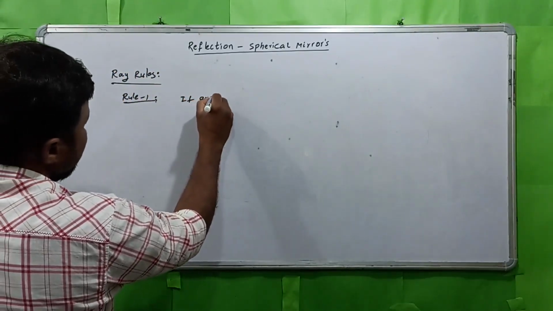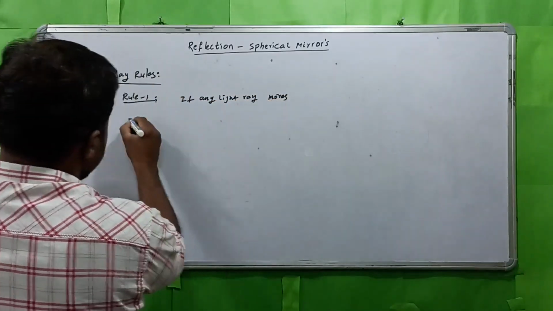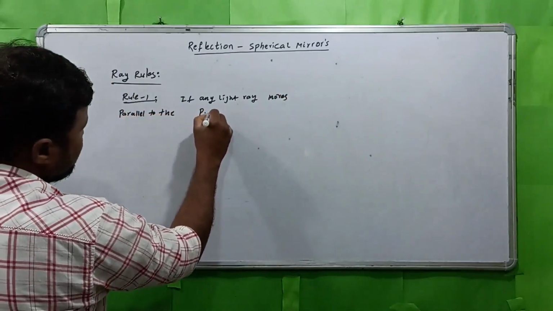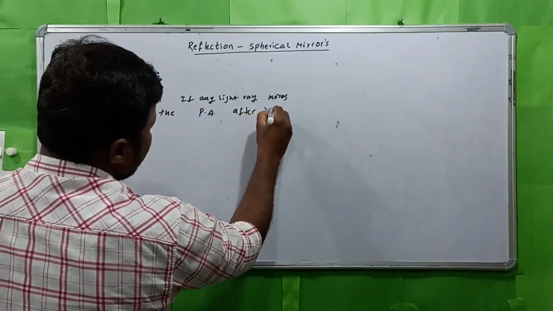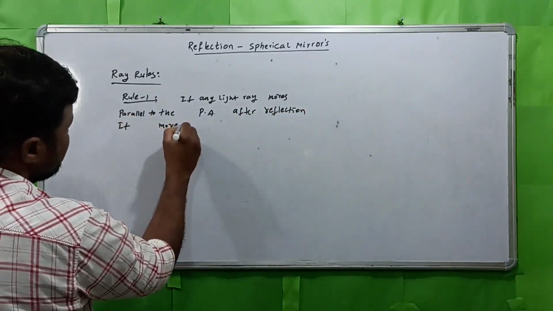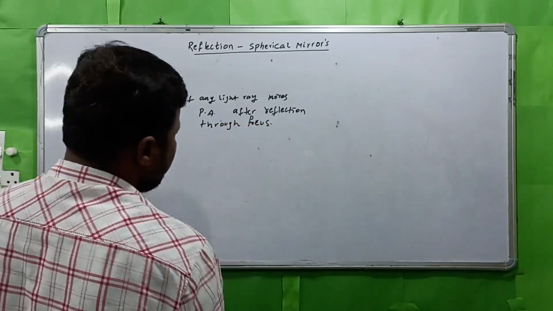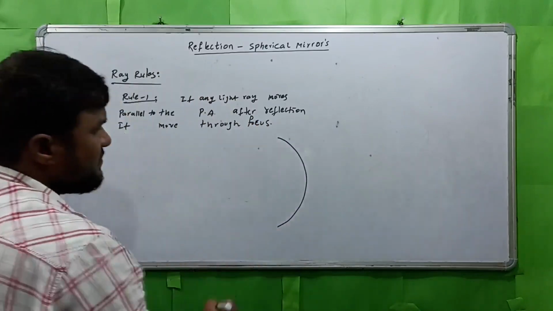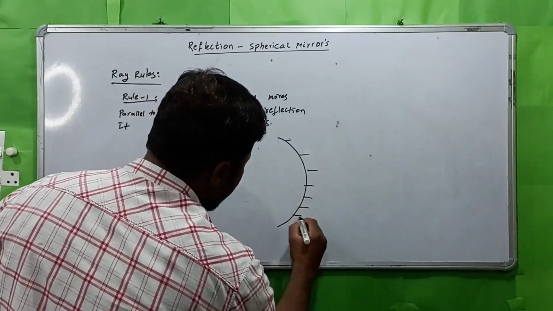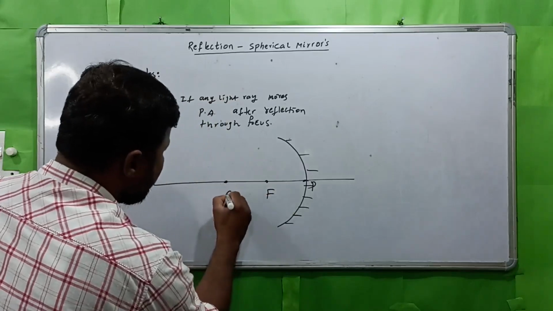If any light ray moves parallel to the principal axis, after reflection, it moves through the focus. Rule number 1. I take a concave mirror. Later I will draw for the convex mirror, no problem. Concave mirror. Pole, focus, center of curvature.